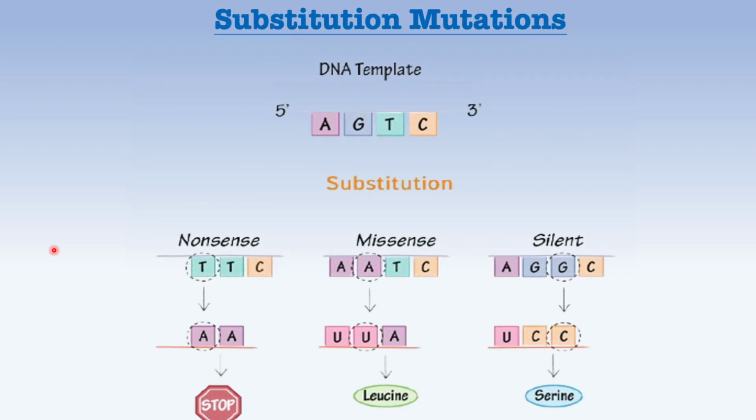As a summary for substitution mutations, we have the nonsense, which will create a premature stop codon, and that means we have a shortened, non-functional protein. We have the missense, by changing one amino acid, which also will lead to a change in the protein structure, which will affect the function also. And the silent mutation, which will encode the same amino acid. That means there is no change in the structure or the function of the protein.